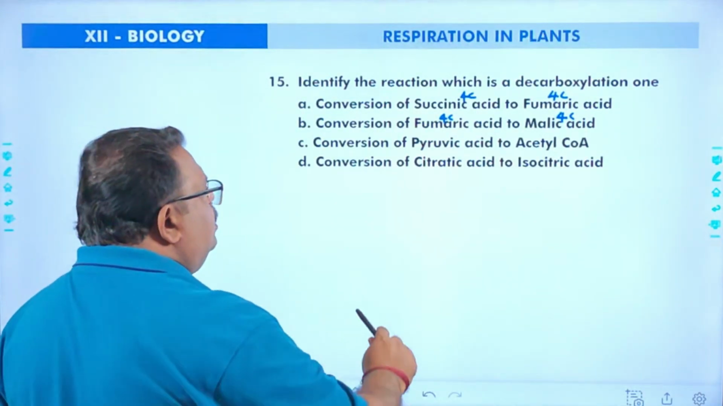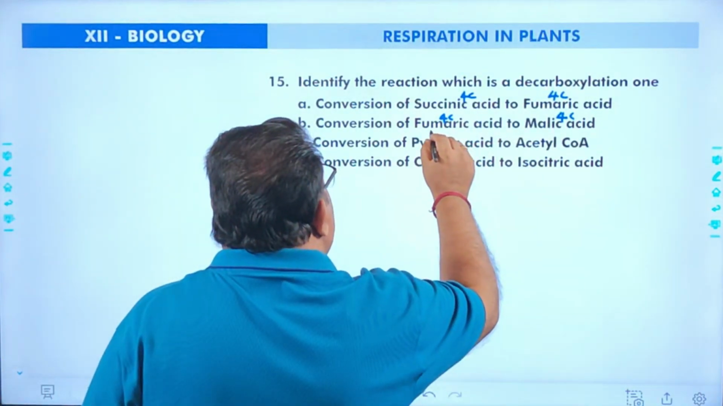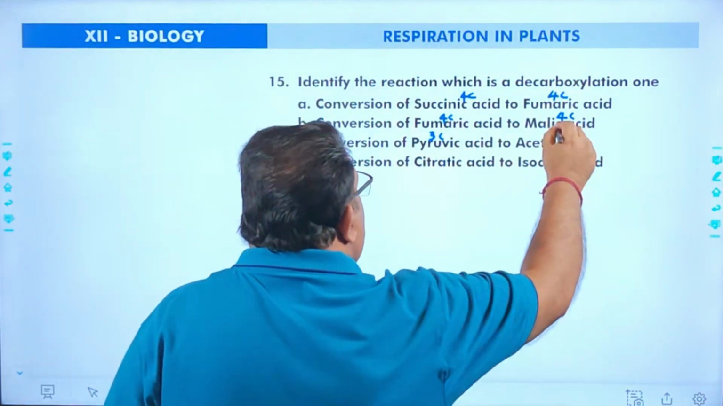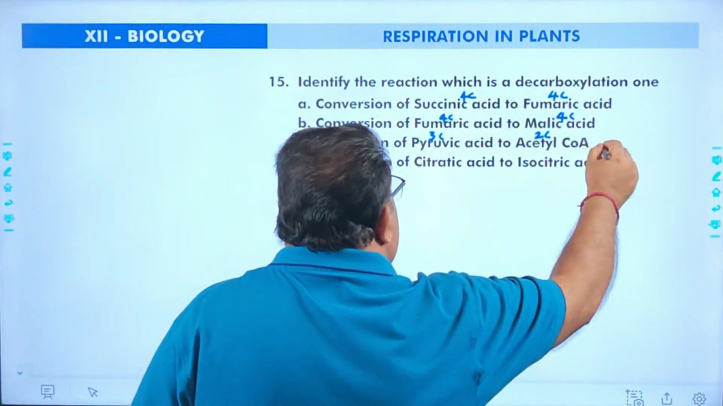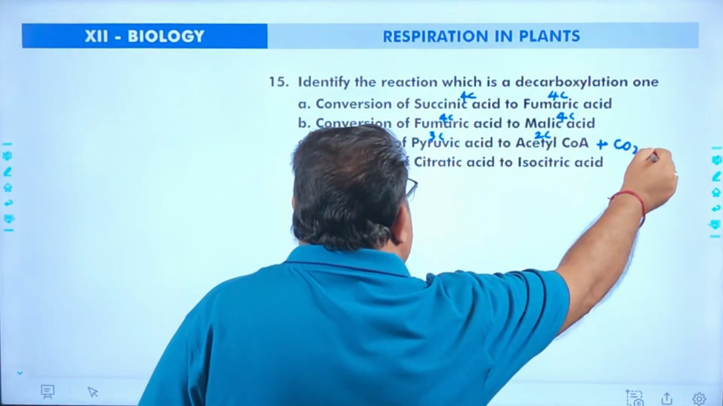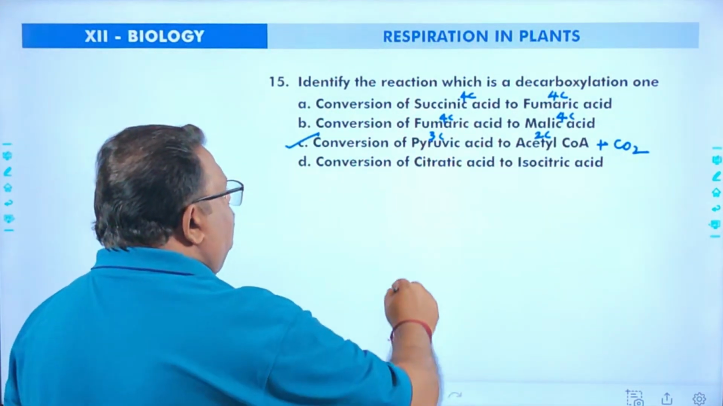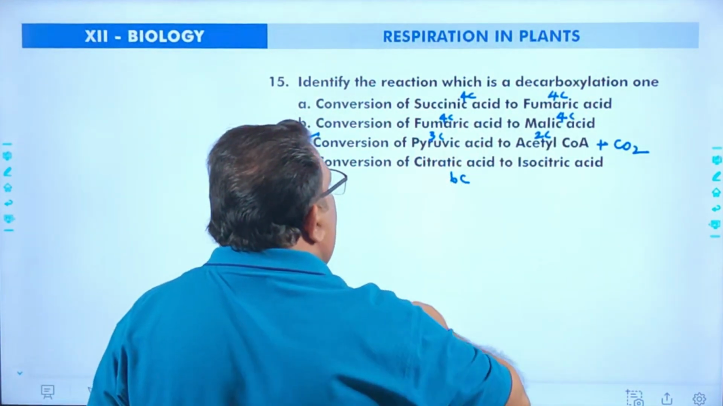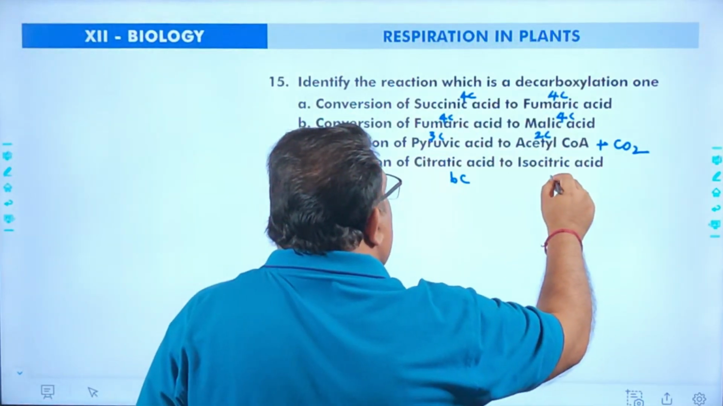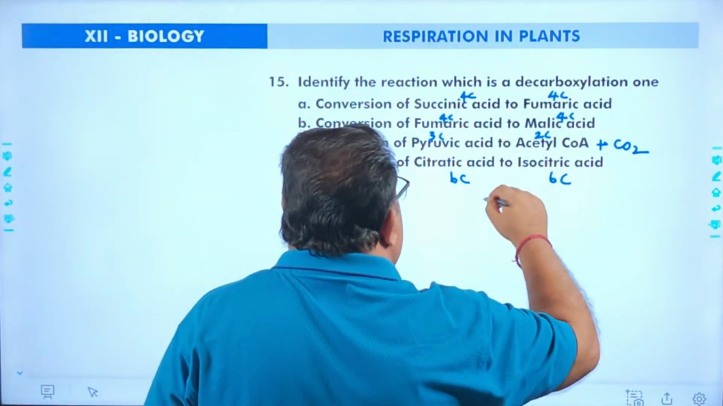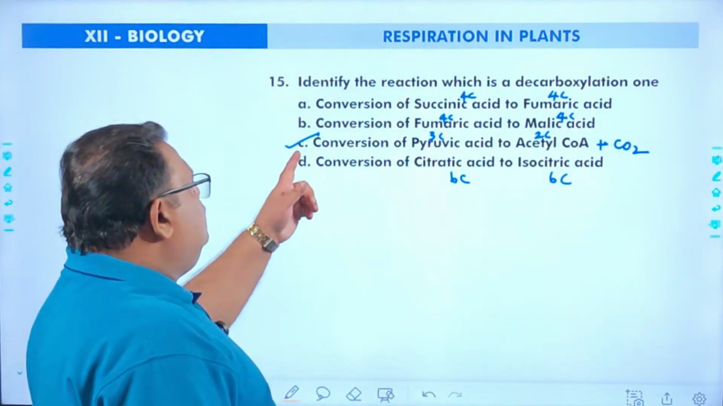Conversion of pyruvic acid into acetyl coenzyme A. Pyruvic acid is a 3-carbon compound. Acetyl coenzyme A is a 2-carbon compound. So there must be a release of carbon dioxide. So C is the answer. Conversion of citric acid. Citric acid is a 6-carbon compound. Isocitric acid is also a 6-carbon compound. There is no release. So the answer is C.